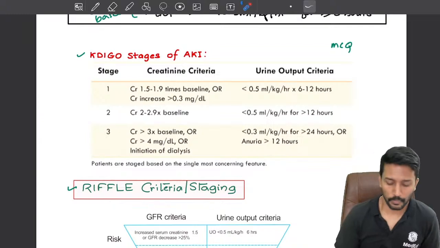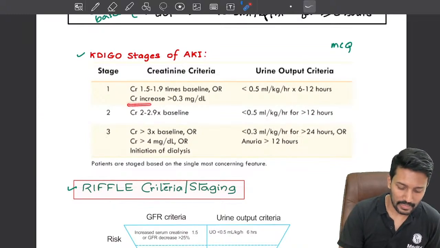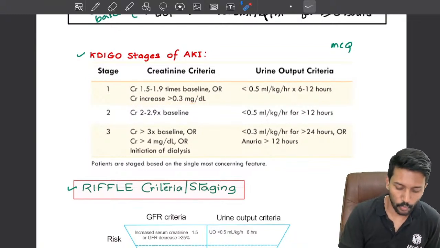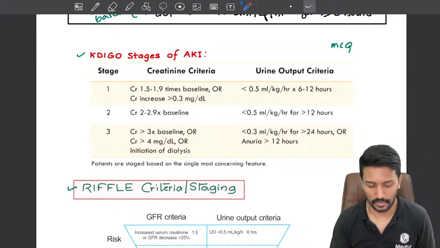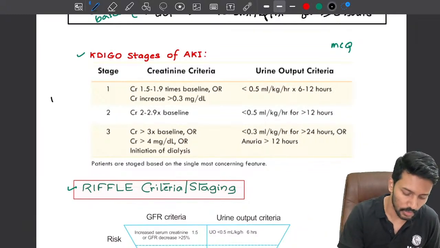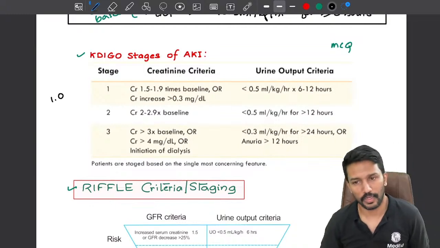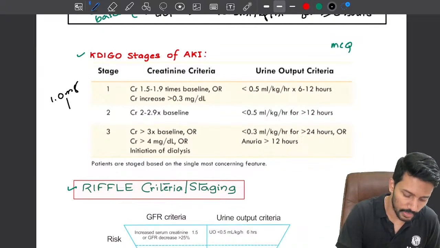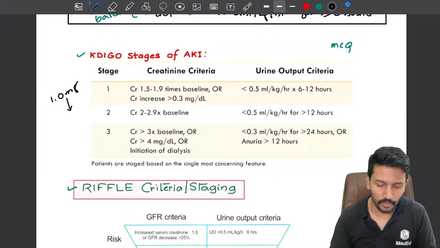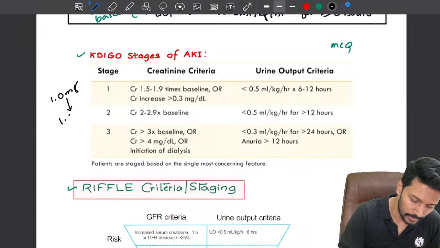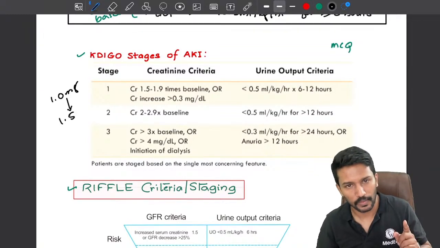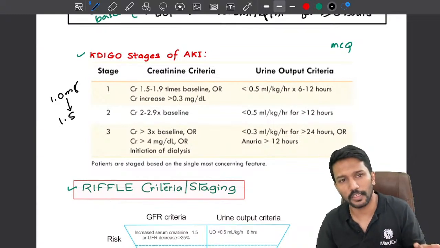So stage 1 is where the patient's creatinine has increased by more than 0.3 milligrams per deciliter, or creatinine has become 1.5 to 1.9 times the baseline. What is the baseline creatinine? Whatever is the patient's creatinine before the onset of renal injury. Let me say here is a patient whose baseline creatinine is 1.0 milligrams per deciliter. If it becomes 1.5 to 1.9 times the baseline, 1.5 times of 1.0 is 1.5, so up to 1.9 it will be considered stage 1, right?